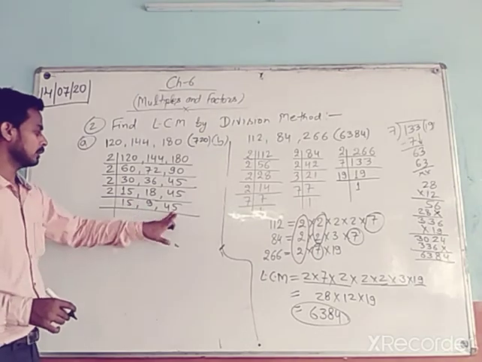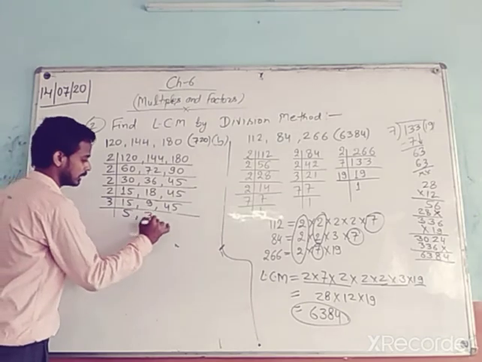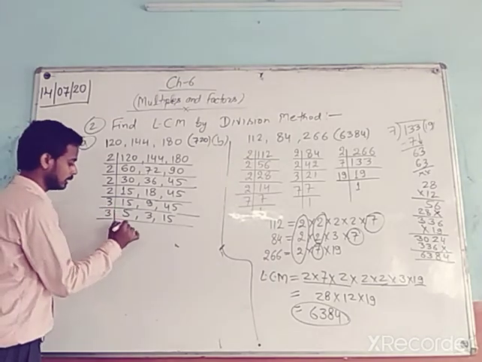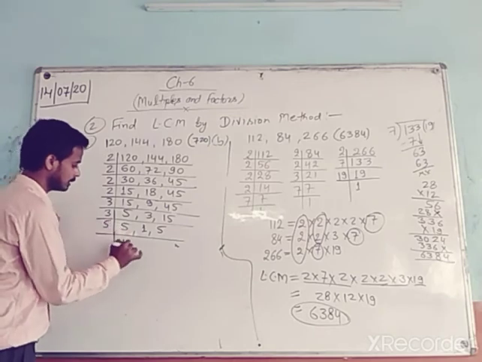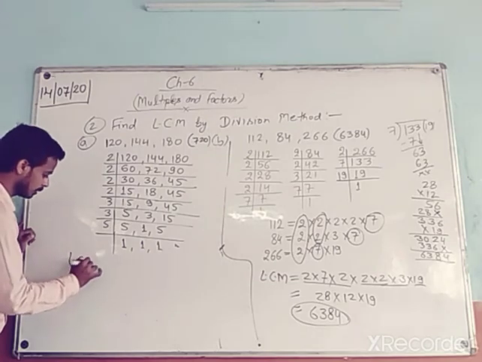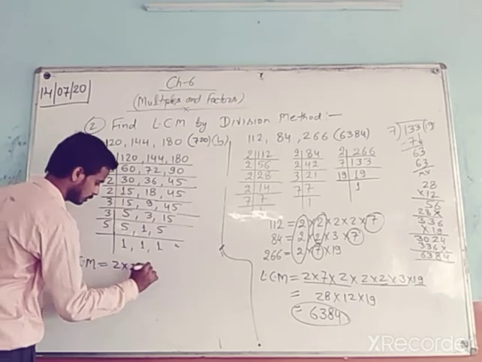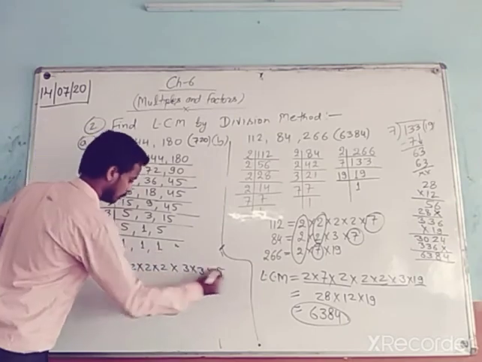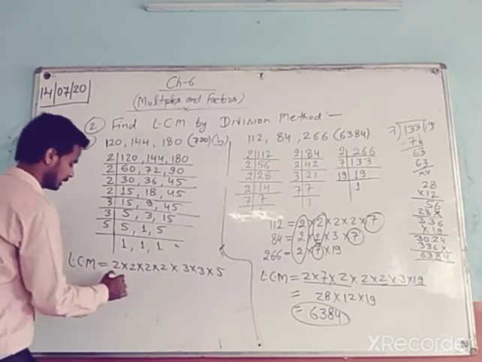Now 15, 9 and 45 all are divided by 3. So 3 5s are 15, 3 3s are 9, 3 15s are 45. Okay. Now again by 3, 5, 1 and 5. Now 5 ones are 5, 1. So the LCM is 2 four times, 3 two times, and 5 one time.